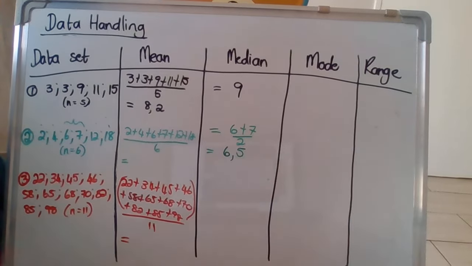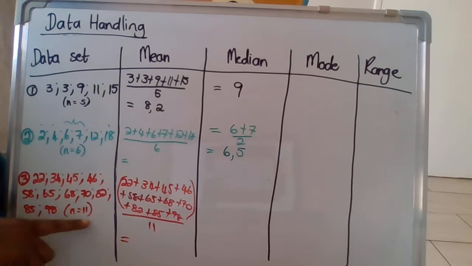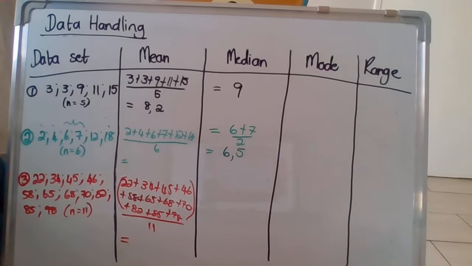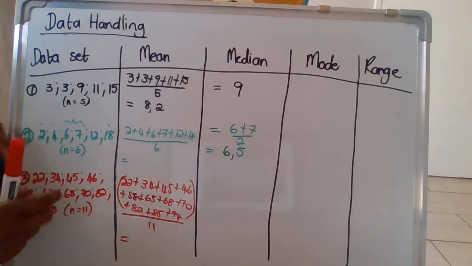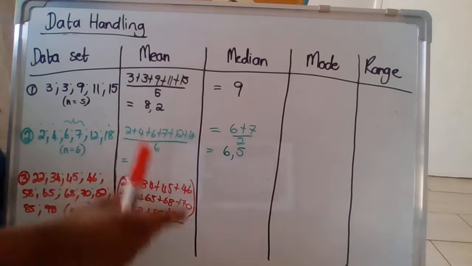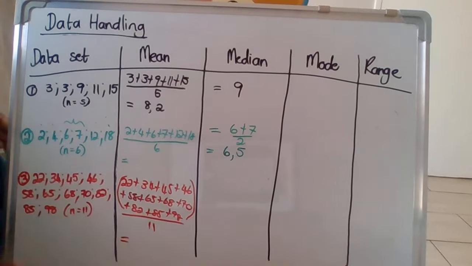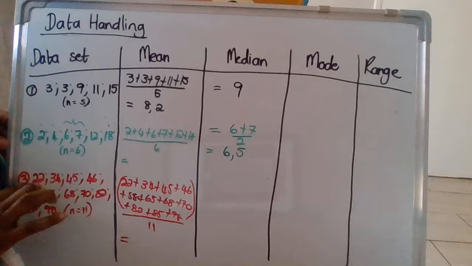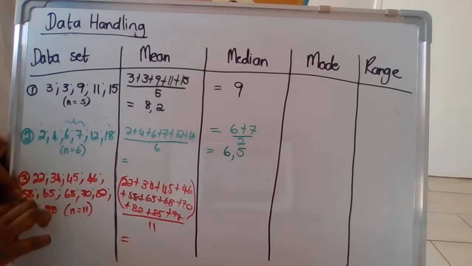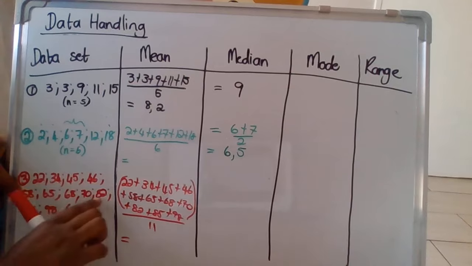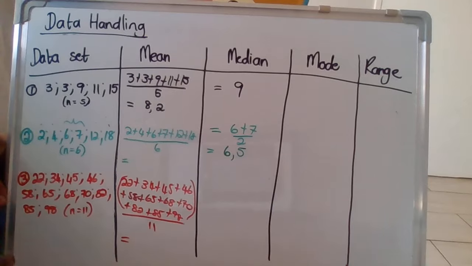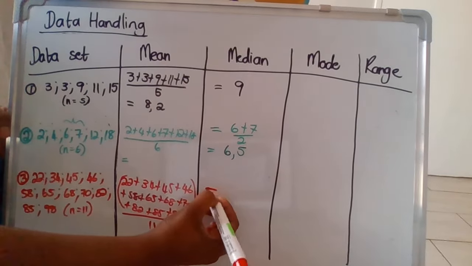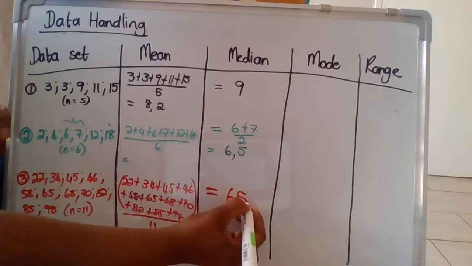Let's look at my third example. I have 11 values, all right? If I divide this by 2, there's going to be 5 values on the one side and 5 values on the other side, and the one in the middle is going to be my median. So let's count 1, 2, 3, 4, 5. And if you count backwards as well, 1, 2, 3, 4, 5. So the value that's in the middle here is going to be my median. All right. So my median here, therefore, is 65.